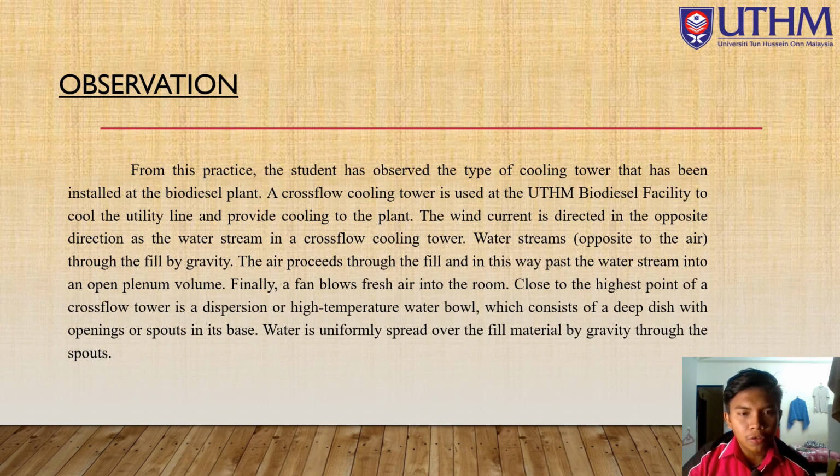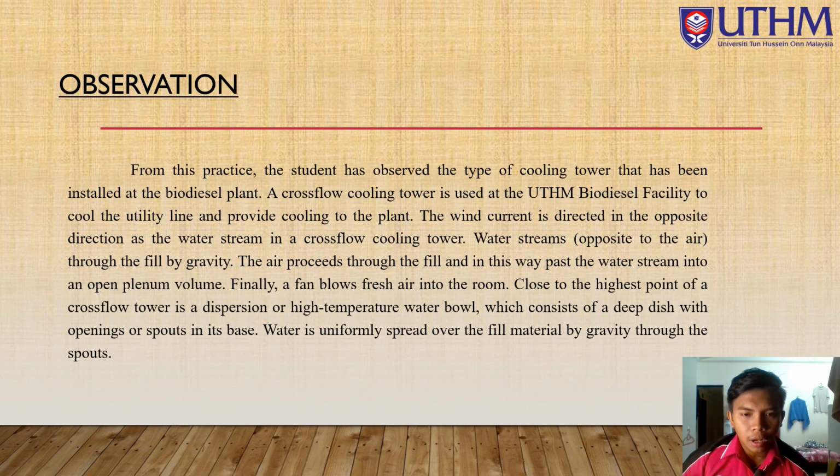For the observation, from this practical, the students observed the type of cooling tower that has been installed at the biodiesel plant. A cross-flow cooling tower is used at the UTHM biodiesel facility to cool the utilities line and provide cooling to the plant. The wind current is directed in the opposite direction to the water stream in the cooling tower. The water stream flows opposite to the air through the fill by gravity. The air proceeds through the fill and in this way passes the water stream into an open plenum volume.